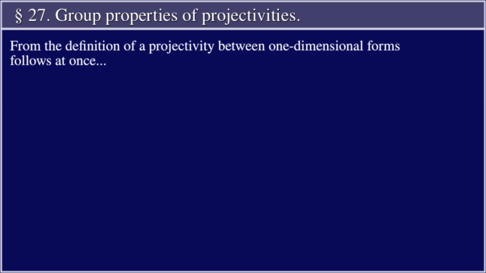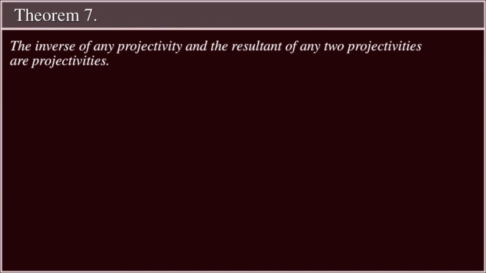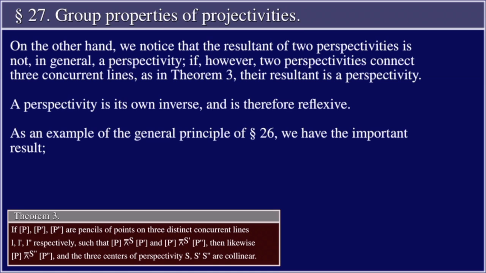From the definition of a projectivity between one-dimensional forms follows at once Theorem 7: the inverse of any projectivity and the resultant of any two projectivities are projectivities. On the other hand, we notice that the resultant of two perspectivities is not, in general, a perspectivity. If, however, two perspectivities connect three concurrent lines, as in Theorem 3, their resultant is a perspectivity. A perspectivity is its own inverse, and is therefore reflexive.